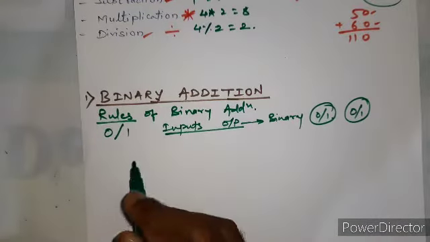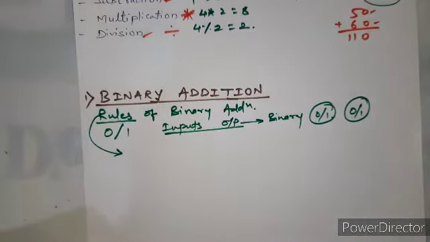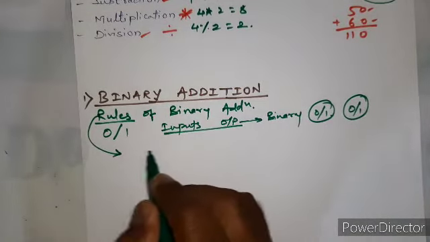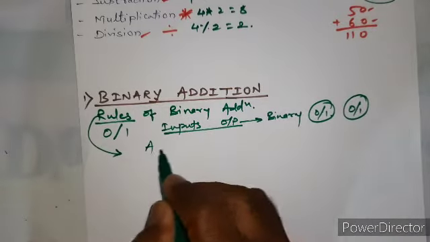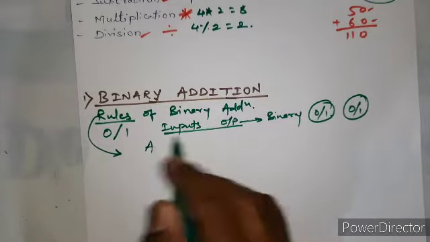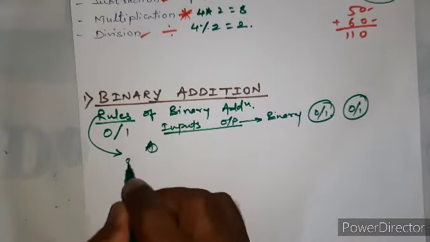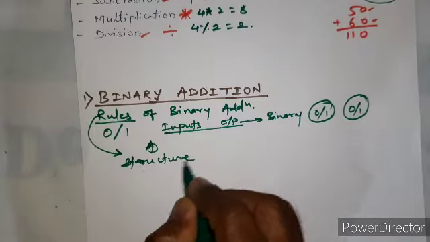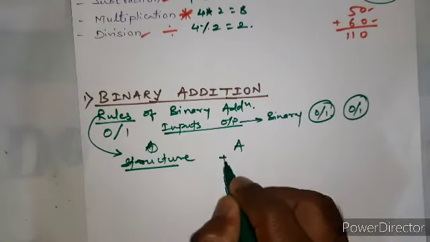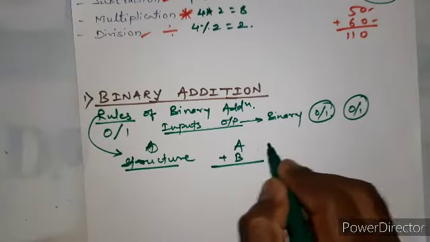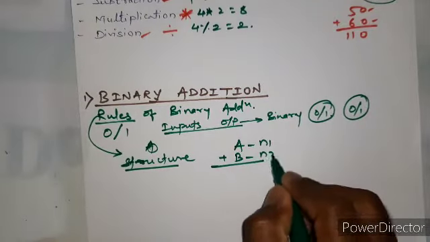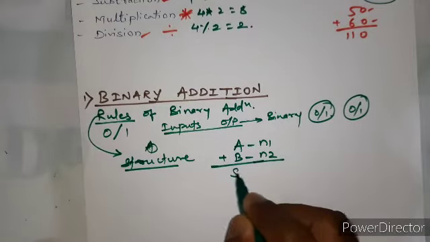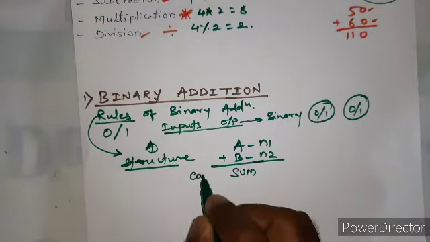Okay, so let us see these rules for binary addition. Now, as I said, we need at least 2 numbers. So we can say this A is one number. So the structure I could say for this is A plus B, where A is one number, we can say N1, B is N2. Now here the result is sum and carry.